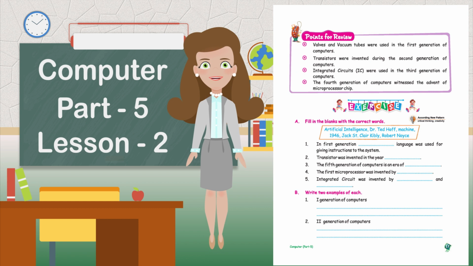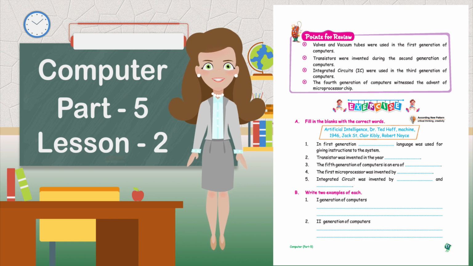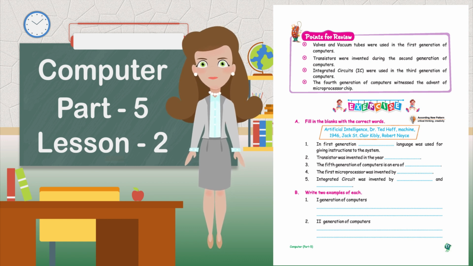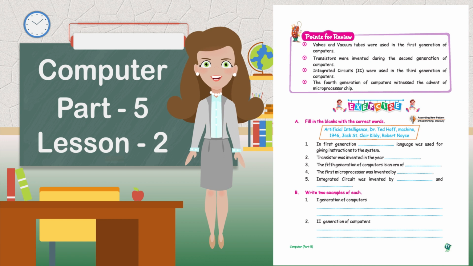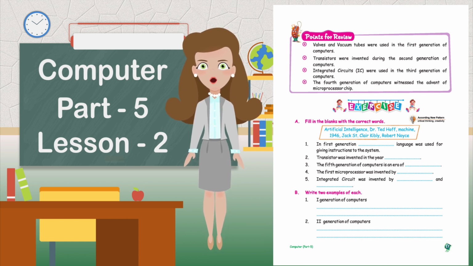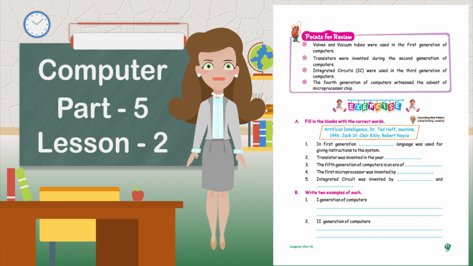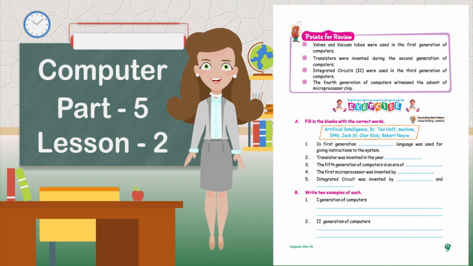Points for review. Valves and vacuum tubes were used in the first generation of computers. Transistors were invented during the second generation of computers. Integrated circuits were used in the third generation of computers. The fourth generation of computers witnessed the advent of the microprocessor chip.